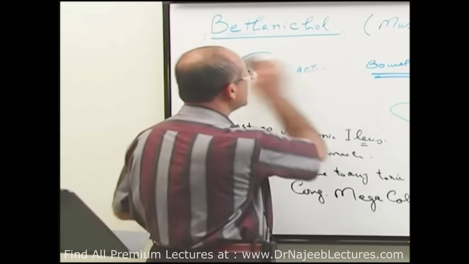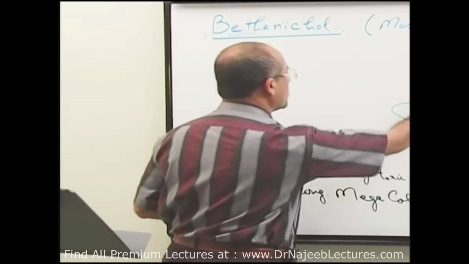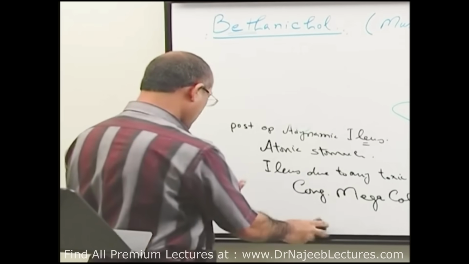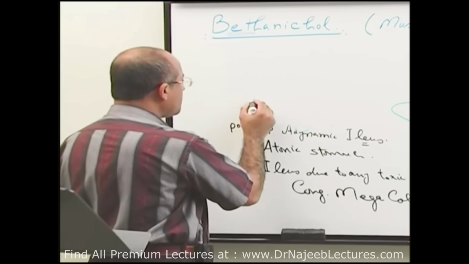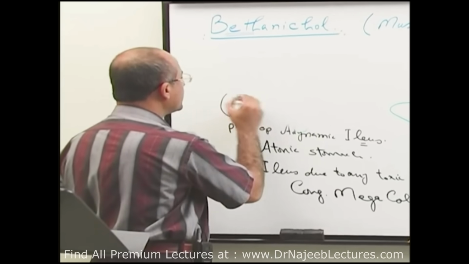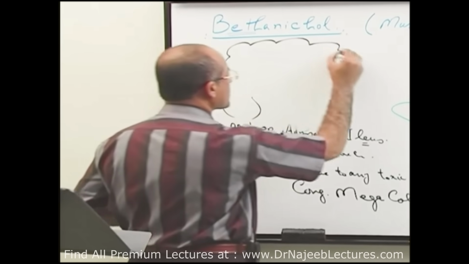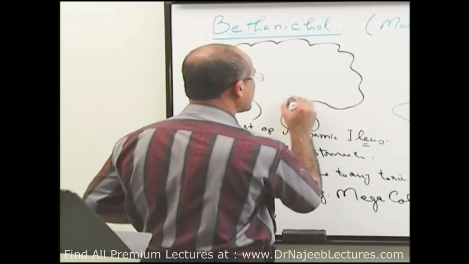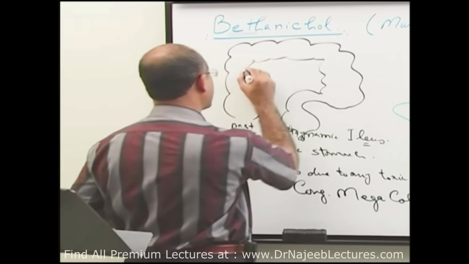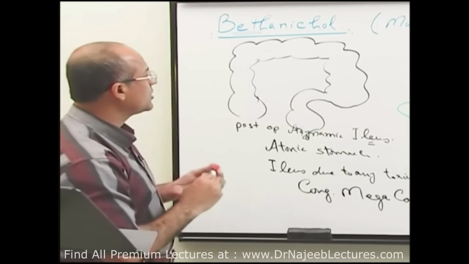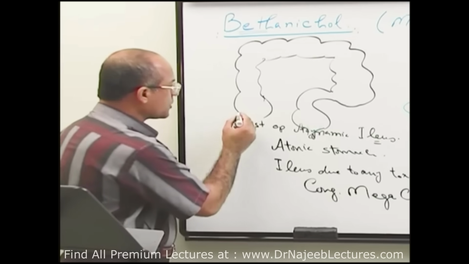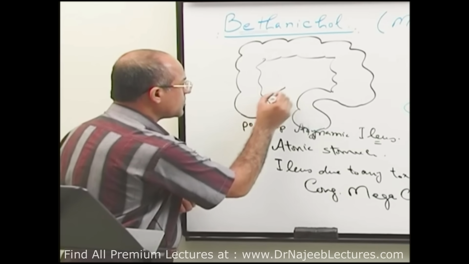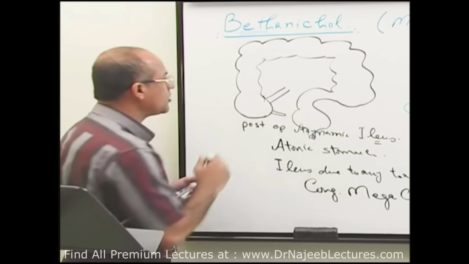Who is going to tell me? What is congenital megacolon? What really happens, megacolon? Look, this is colon, of course this is cecum, and here is your ileum coming and your friend appendix.